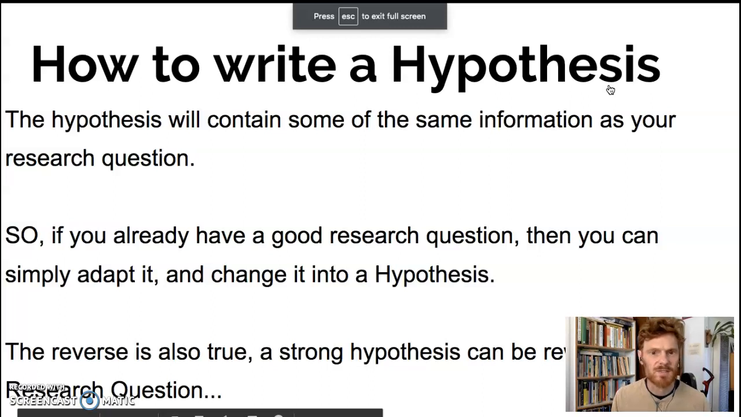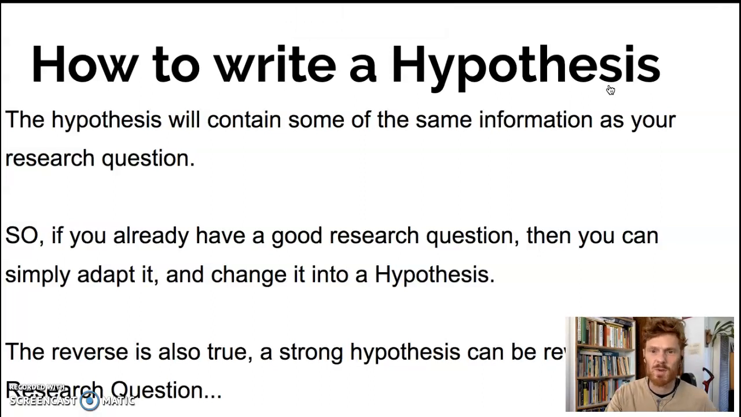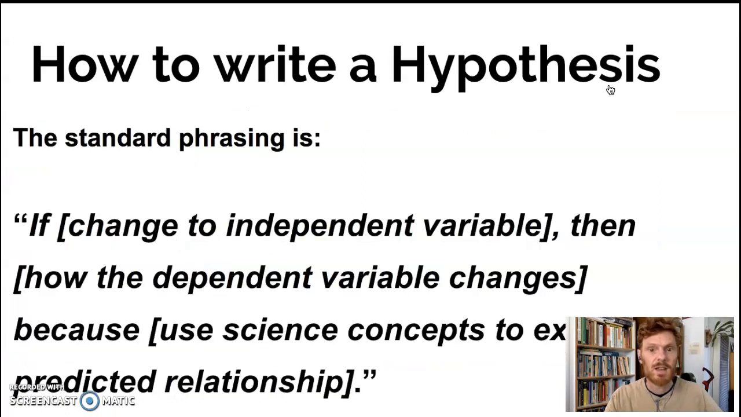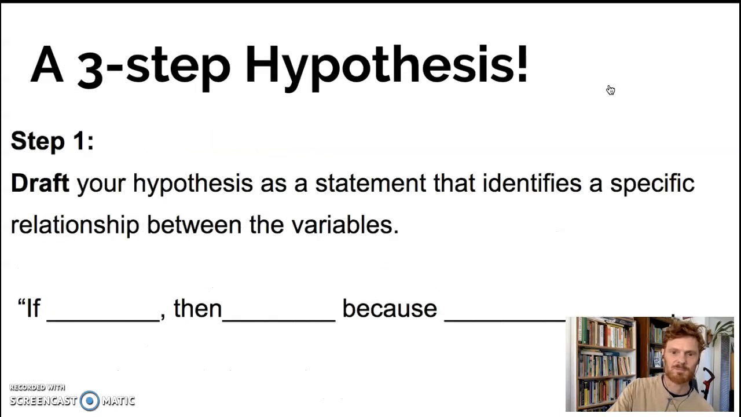Let's get through this. The hypothesis, as you know, is some of the same information as your research question, right? So if you already have a good research question, then you can simply adapt it, change it into a hypothesis, and vice versa. Anyway, your hypothesis, the standard phrasing is, if change to independent variable, then how the dependent variable changes, because explanation. I will add, if change to independent variable, show the direction of change, then how the dependent variable changes, show the direction of change, because explanation.